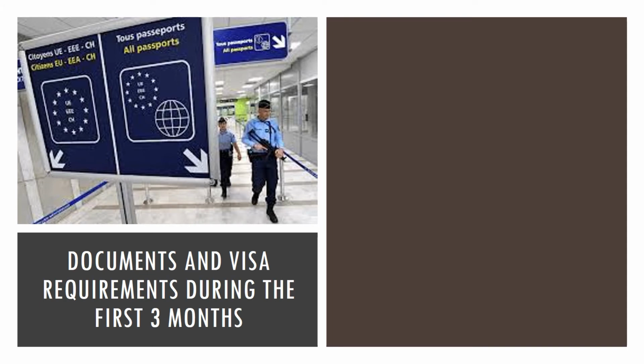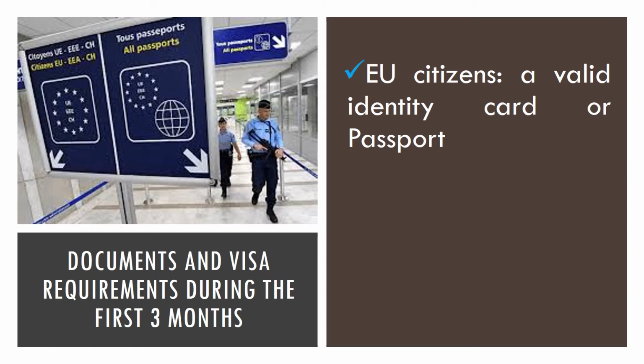As we have said, the right to move to and reside in another EU member state may be exercised without conditions for up to 3 months. But which documents are required for a person to reside for up to 3 months in another member state? EU citizens must only show a valid identity card or passport. Visas or other equivalent formalities are not required for them to exit and enter EU member states.